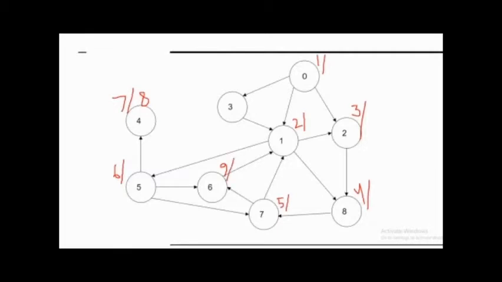From 6, there is no unvisited node left, so we will denote 6 as finished. Now we will again backtrack to 5 and denote 5 as finished, as there is no unvisited node left. From 5, we will backtrack to 7, 8, 2 and denote them as finished.